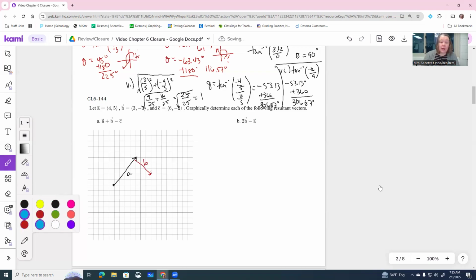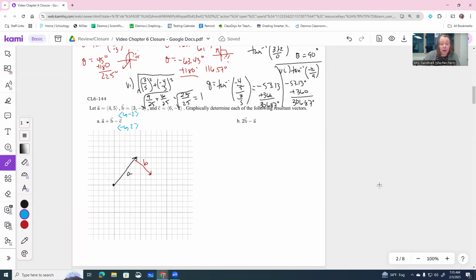Okay, and then to that, I'm subtracting vector C. When I subtract a vector, it's the same as adding its opposite, right? So my vector C is 6, negative 2. If I'm subtracting it, it means from the end of B, I need to go 6 to the left, but I need to go up 2, right? I need to think of it as adding the opposite of this.